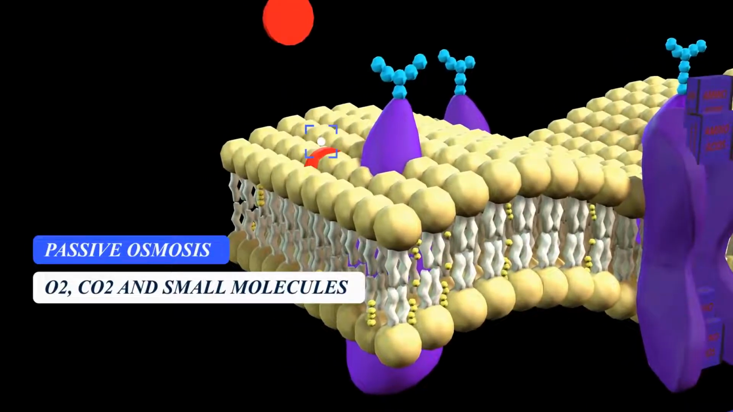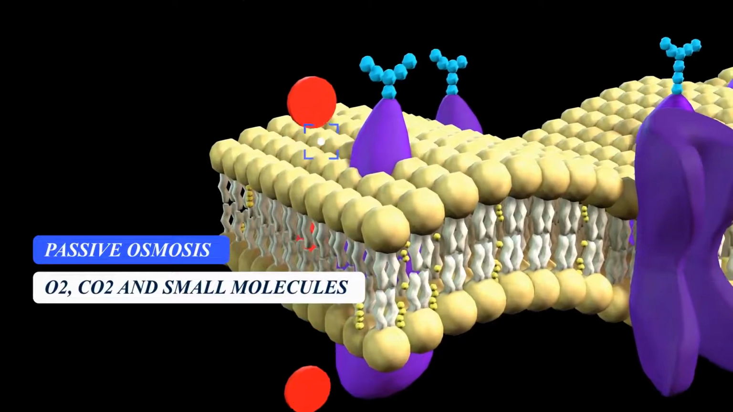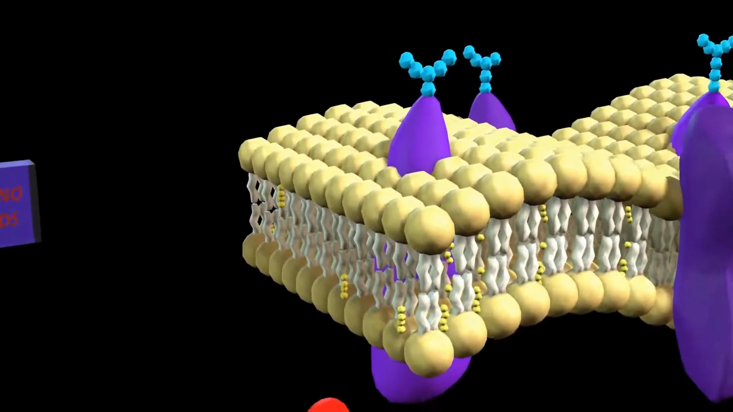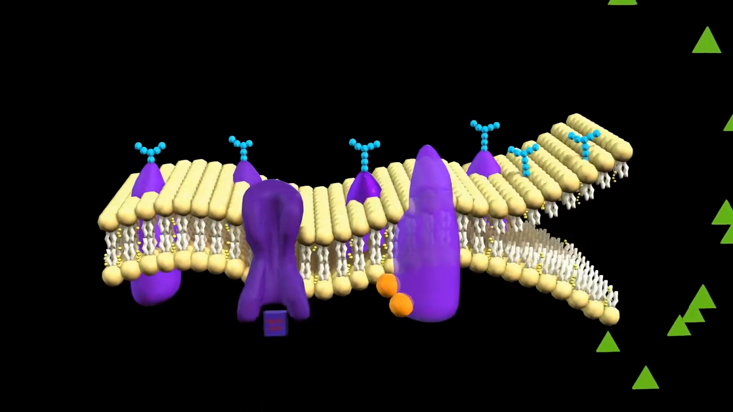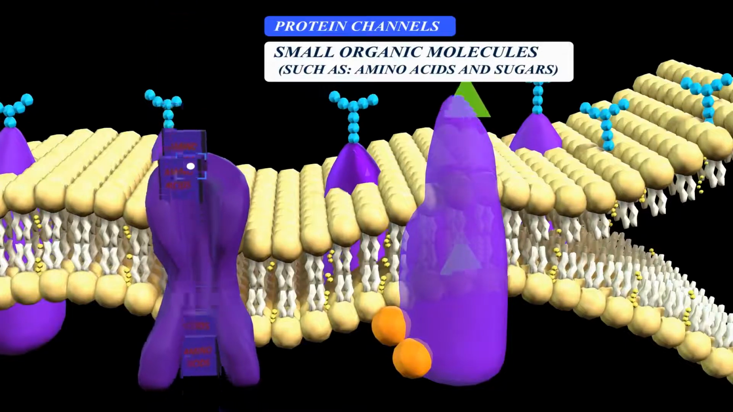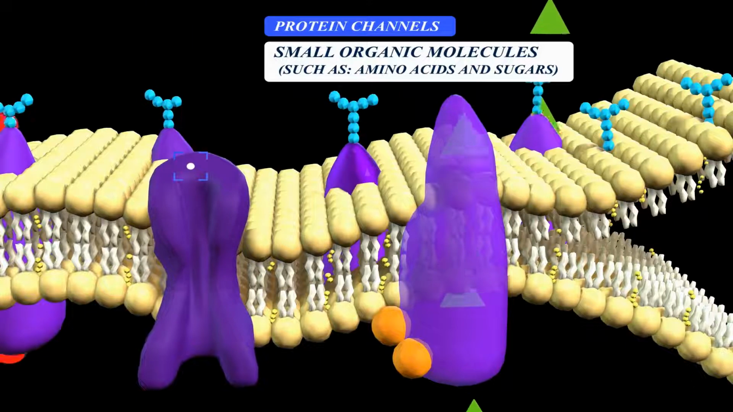Passive osmosis and diffusion transport gases, such as O2 and CO2, and other small molecules and ions. Transmembrane protein channels and transporters transport small organic molecules such as sugars or amino acids.